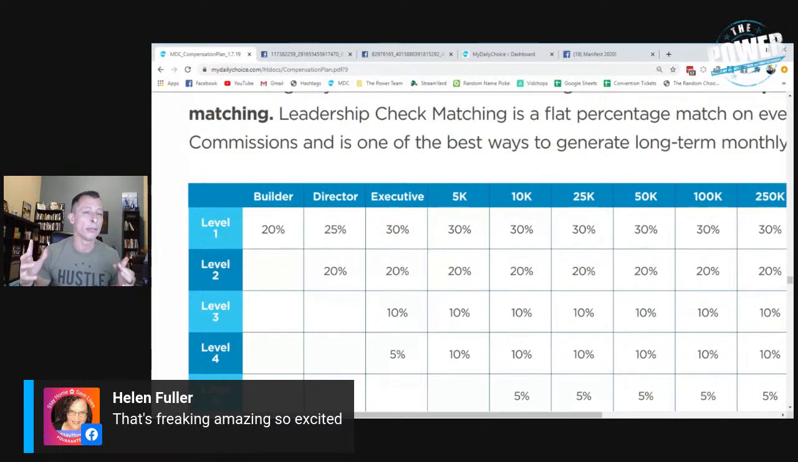Who could that one person be for you? You don't even have to be a 5K. You guys see this? You get paid 30% check match as an executive. You don't even have to be a 5K affiliate. You guys know that there are people right now in My Daily Choice who are executives who sponsored one person and they're making $5,000 a month as an executive in check match. Did you guys just hear what I said?